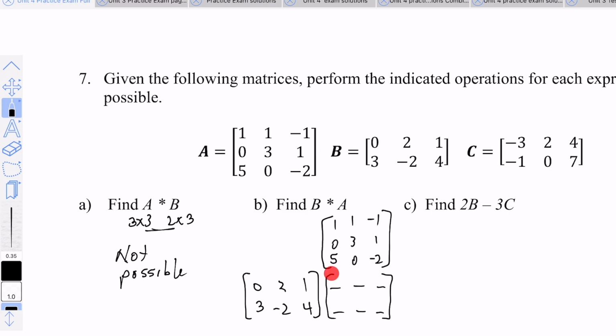So this entry right here is going to come from this row and this column. So you multiply numbers that are in corresponding spots here and then add them together. So 1 times 0 is 0, 0 times 2 is 0, 5 times 1 is 5, 0 plus 5 is 5. This entry here comes from this column and this row. So 1 times 0 is 0. 3 times 2 is 6. 0 times 1 is 0. So that's 0 plus 6 plus 0, which is 6.